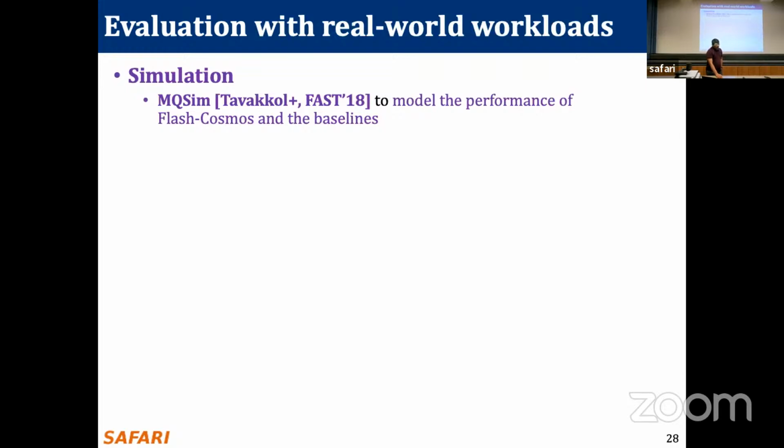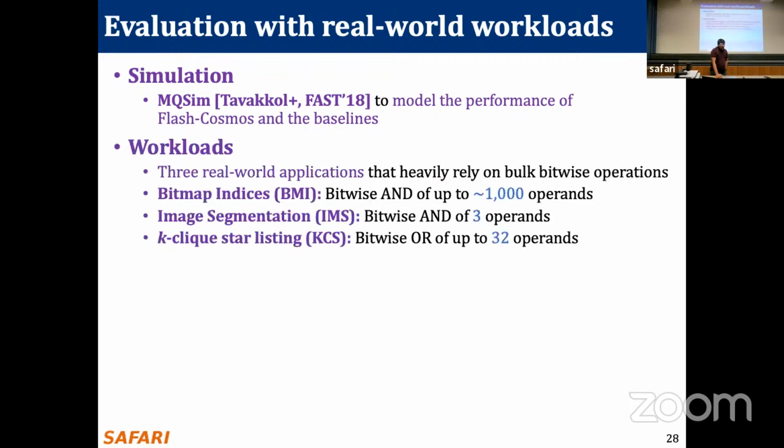So we use MQSim, which is a state-of-the-art SSD simulator, to model the performance of Flash Cosmos and some of the prior techniques. And we use 3 workloads where each workload performs bitwise operations of a number of operands. We choose bitmap indices, which is a database workload which performs bitwise AND of up to 1,000 operands. Then we have image segmentation, which performs bitwise AND of only 3 operands, but these 3 operands are very large in size. And then we have K-clique star listing, which is a graph processing workload which performs bitwise OR of up to 32 operands.